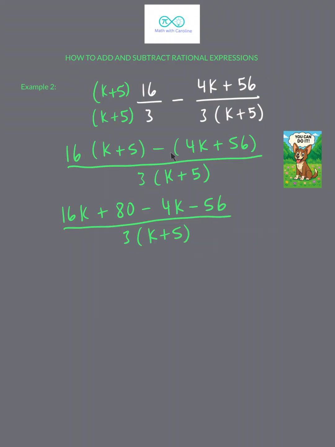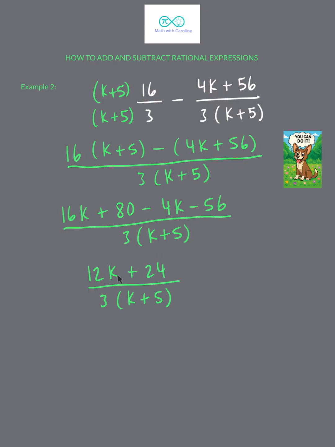We want to multiply everything out in the numerator because we have to combine all our like terms. But we do want to leave our denominator in factored form, because when we're done combining all our like terms in the numerator, we want to see if there are any common factors to simplify. Go ahead and combine your like terms. 16k minus 4k is 12k. And 80 minus 56 is 24.